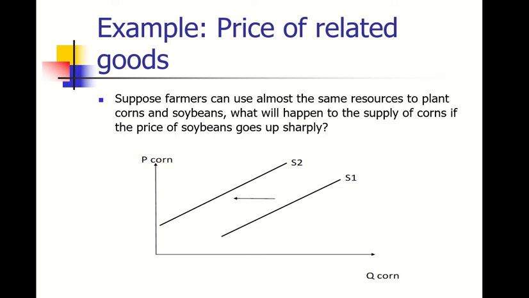Most likely you would want to plant less corn. You want to allocate the resources to planting soybeans. So as a result, the supply of corn decreases. So we have a leftward shift of the supply curve.